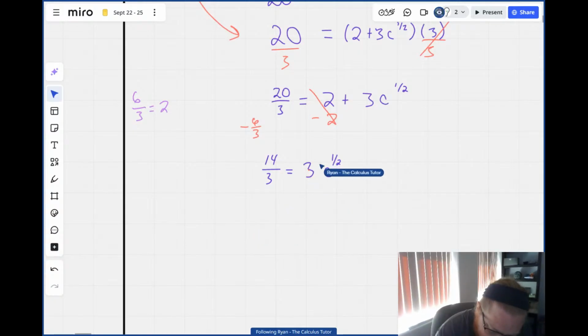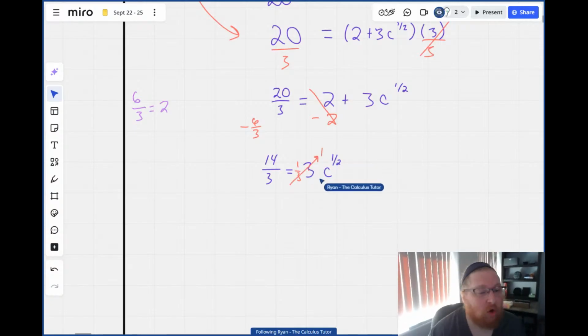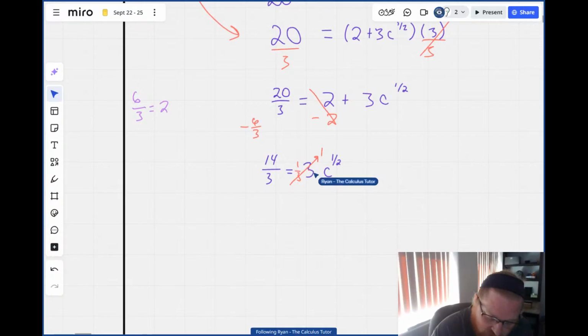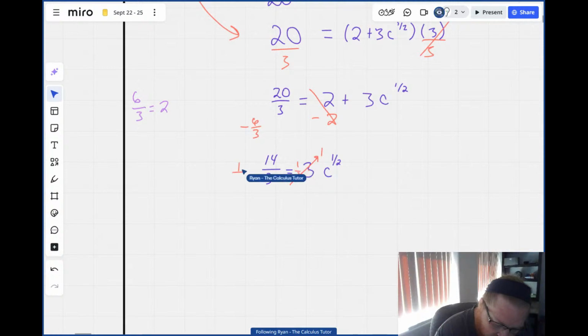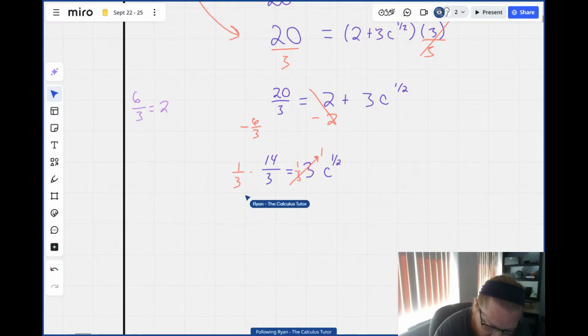But do you know other ways to do things? What if we instead multiplied by 1/3? What's 1/3 times 3? Well, it's 1. 1 times anything is itself. And that's what it means for things to cancel out, is if they're multiplying, they become a 1. If they're adding or subtracting, they become a 0. And that's all it means to cancel something out. So we multiplied this side by 1/3, so we'll also multiply this side by 1/3. Multiply fractions straight across, we get 14 over 9 equals c to the half.